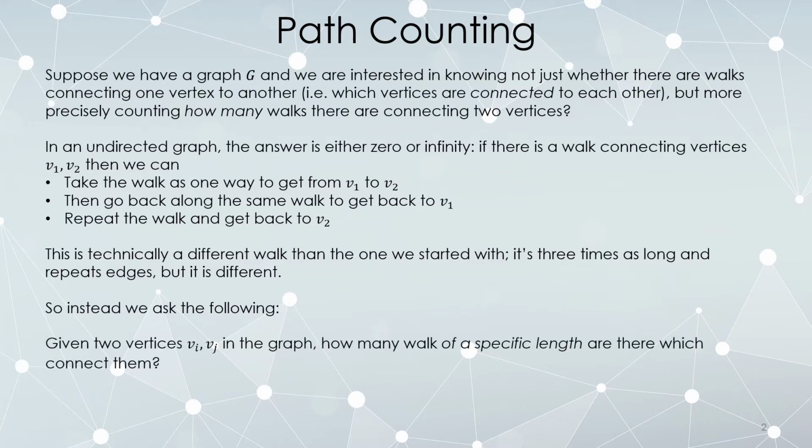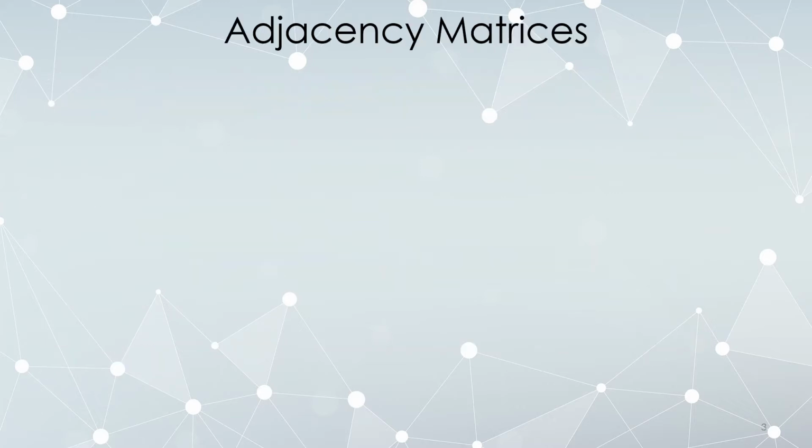So instead, we're not just going to ask how many walks are there. We're going to ask how many walks of a specific length, how many walks that use a specific number of edges. So is it possible to get from vertex A to vertex B in exactly 3 edges? If so, how many ways? Is it possible to get from A to B in 4 edges? If so, how many ways? Etc. What this brings up is a connection to linear algebra.